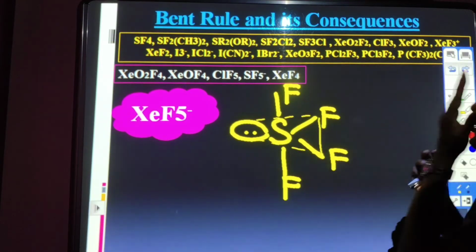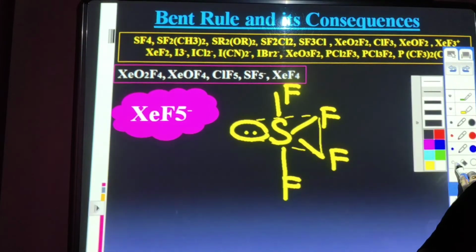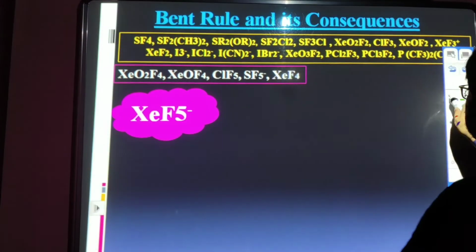Now, how about SF2(CH3)2? So now go to the structure of SF2.